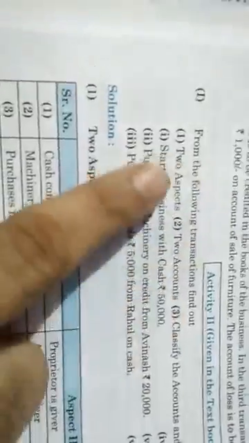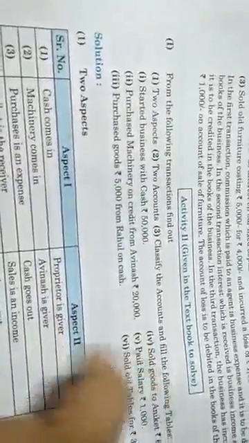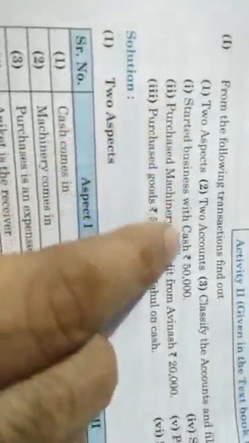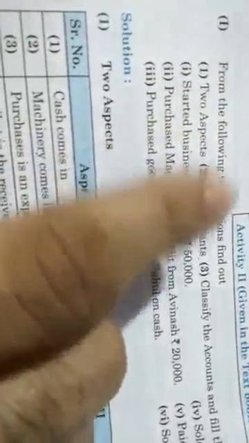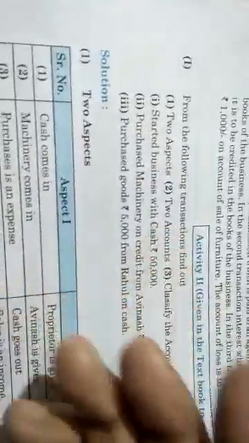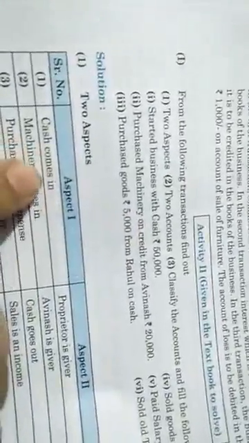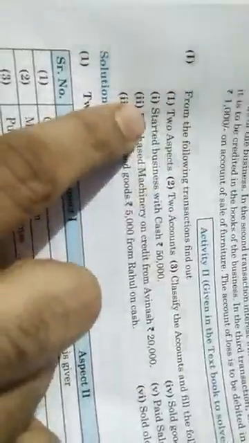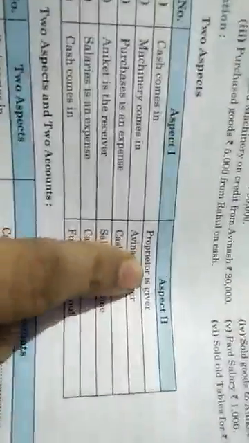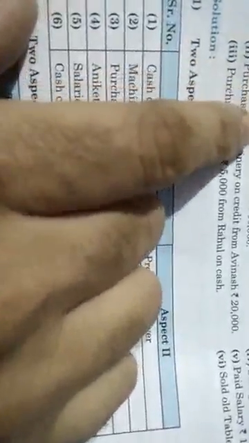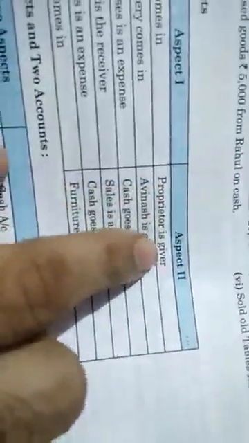Okay, now we will classify the accounts. From the following transactions, find out the two aspects, the two accounts, classify the accounts and fill in the following table. The example given is: started business with cash rupees 50,000. So the business has been started with cash, so cash comes in. So aspect 1, cash comes in, which is the real account rule. The person who starts the business is known as the proprietor, so the proprietor is the giver. Personal account rule comes in. The second aspect is the proprietor, who is the giver.